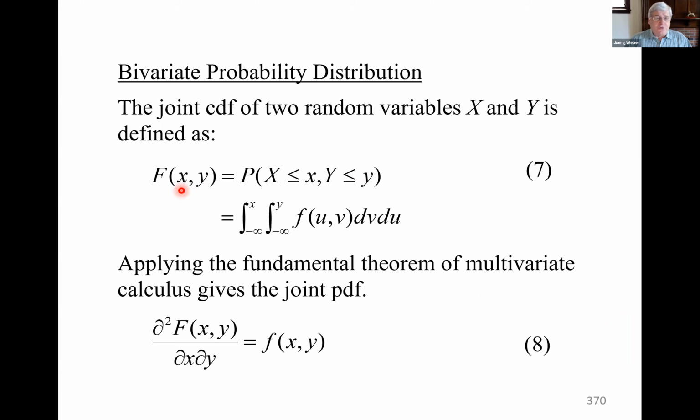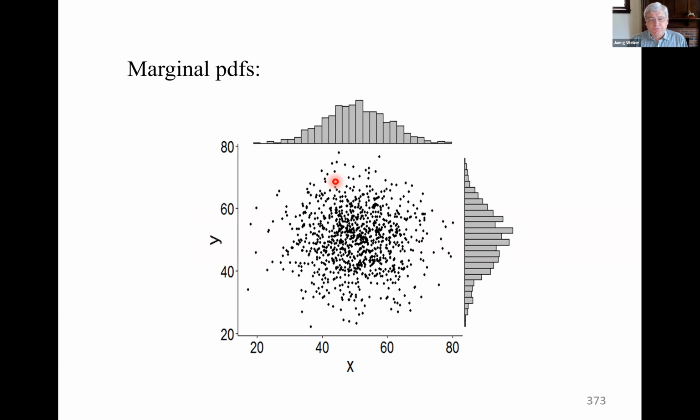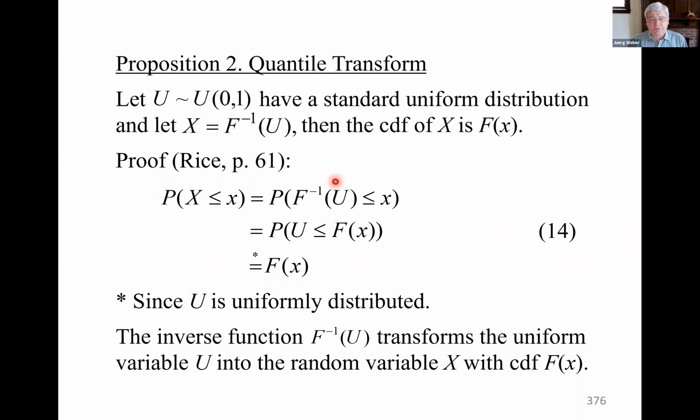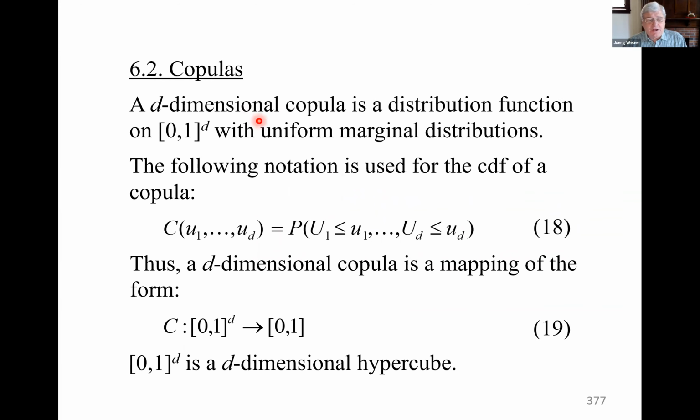Now here we use a C, because the distribution function is a copula, and here we write u1, u2, because those random variables now are uniformly distributed. Those marginal distributions are uniform. Okay, that's the cumulative distribution function of the copula.